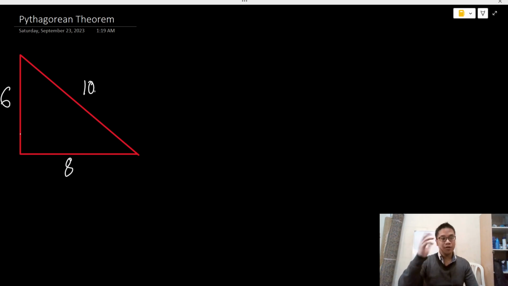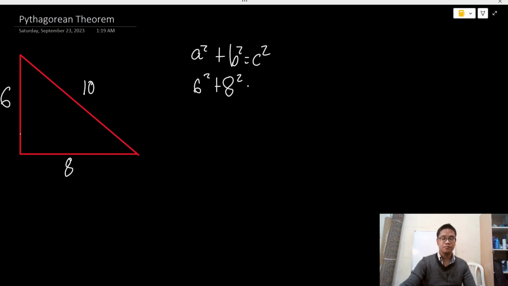Okay, anyways. So here, in this problem, can you prove that this triangle is a right triangle when you have these sides? Can you prove it? Like, can you prove that with these given sides, this is actually a right triangle? We can prove that this is a right triangle by using the Pythagorean theorem. Okay, so a squared plus b squared is equal to c squared. So pick which one is your a, which one is your b. So my a would be 6, my b would be 8. My c is the longest, so it is 10.